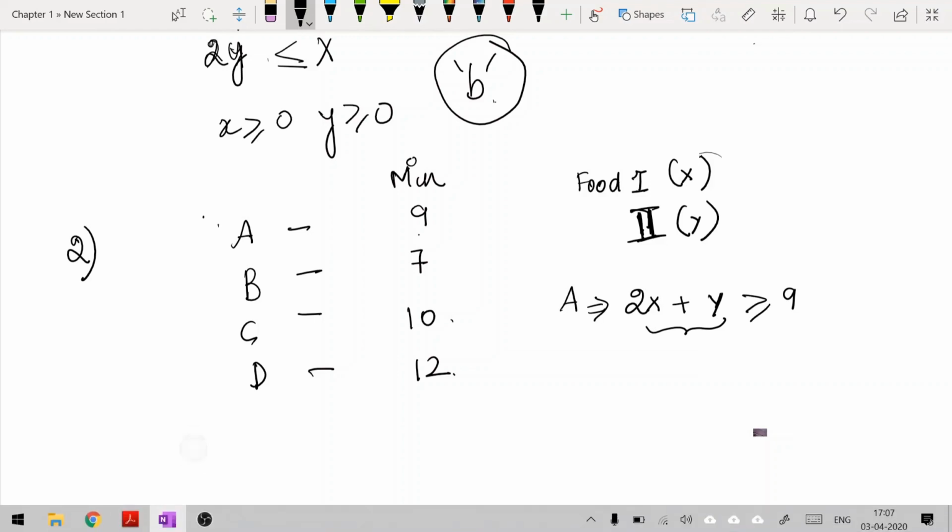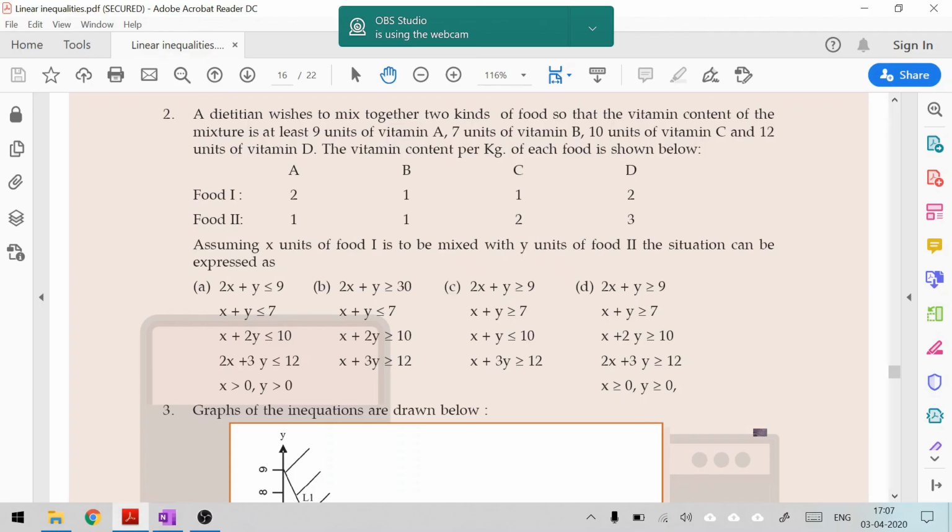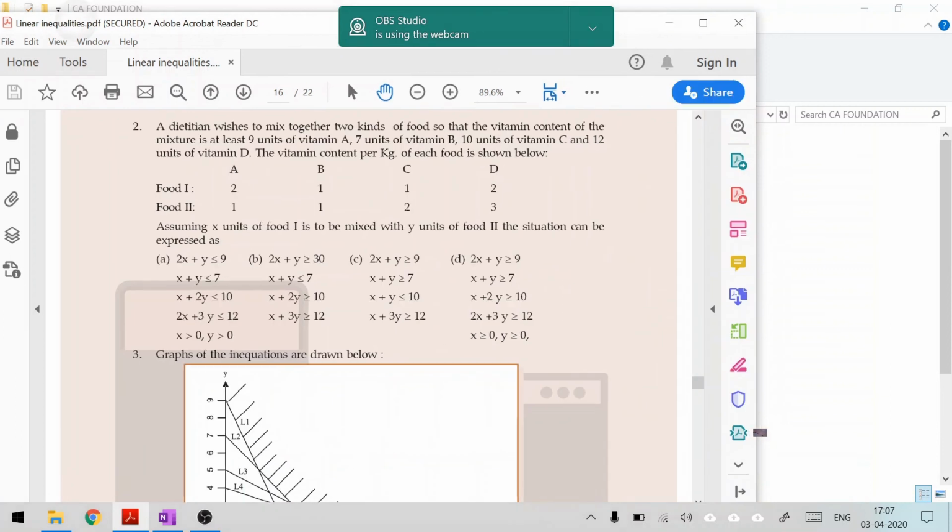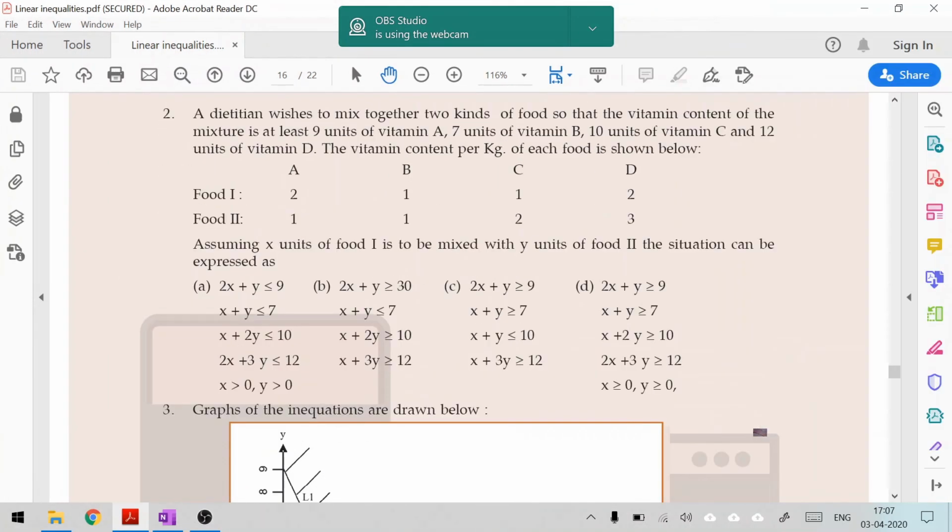Like this, if we keep going to the other options, I told you we have eliminated options A, B and C. We are straight away with option D. So, is it true? Yes. Now come to the second set. In the second set, x plus y is greater than or equal to 7, x plus 2y is greater than or equal to 10 units of vitamin C, then 2x plus 3y is greater than or equal to 12. All are satisfying, so the answer is option D.